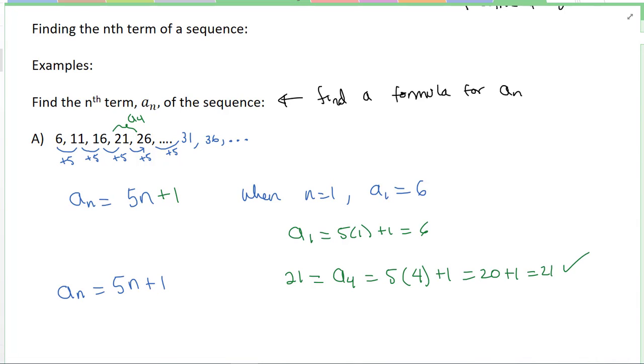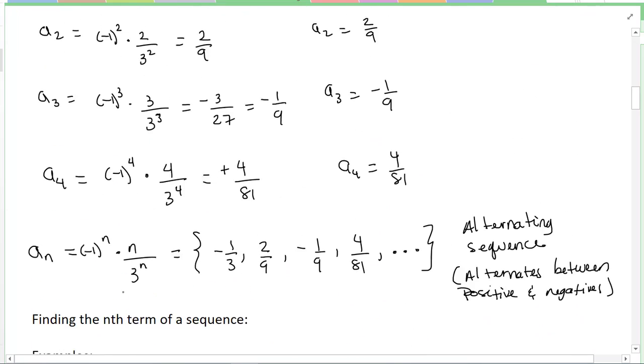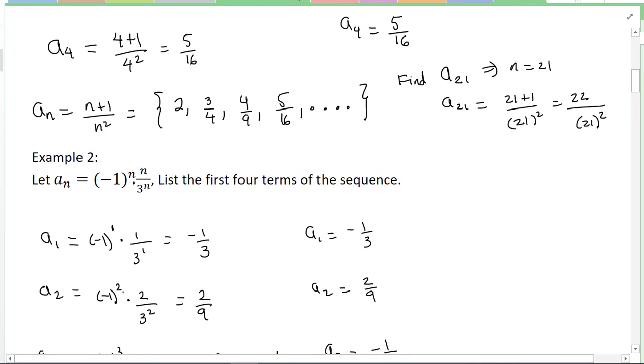Now, one of the things that I want you to notice is that when I say find the nth term a sub n of the sequence, this can also mean find a formula for a sub n. So this is just one that we came up with, but you could find other formulas that still represent the same sequence. They might look a little different, but they still represent the same sequence. So let me see up here.